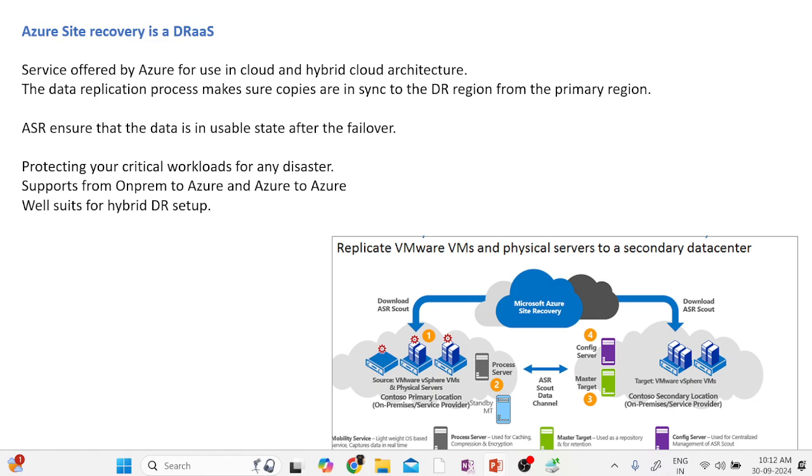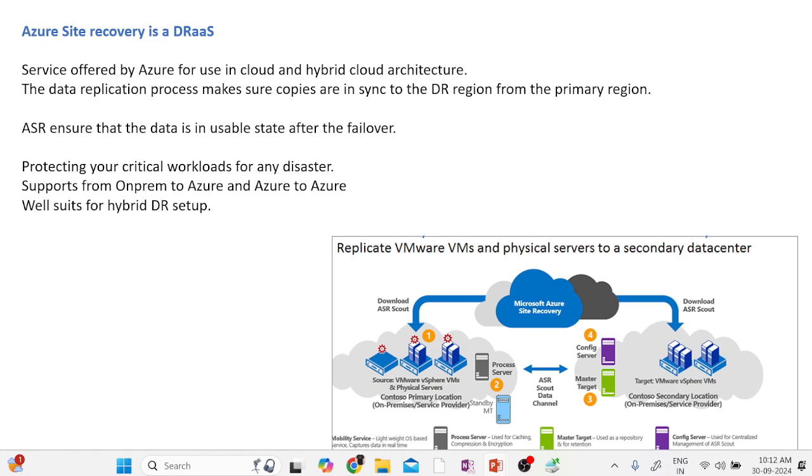Imagine you created a latest business application or latest business user in the primary region, and that got immediately synchronized to the secondary region. And if you call out the DR, the same accurate data will be there in the secondary region. That is what they are talking about here.